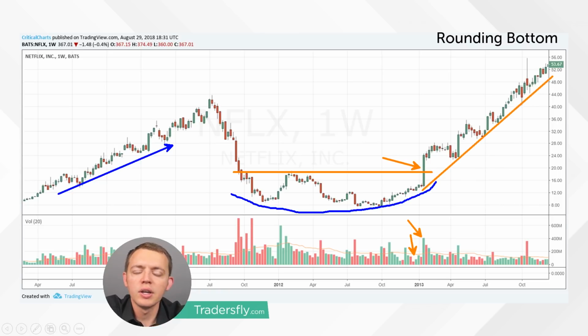And as you know now, Netflix is at way higher prices. It even did a split a couple of times. So anyways, the stock had this little digestion pattern that tended to work out for it. And again, kind of like a saucer there. Rounding bottom pattern that worked out fairly well.